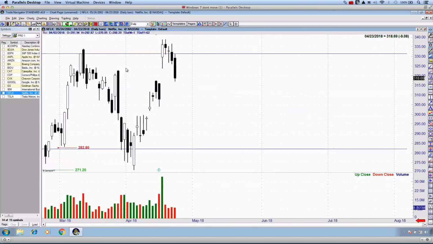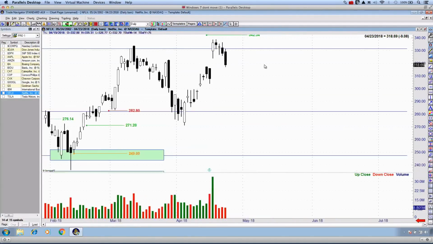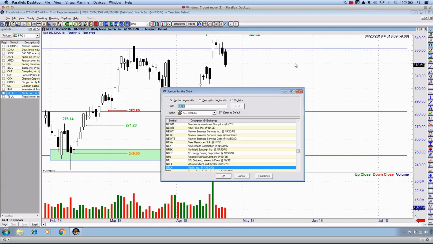It also looks as though we're setting up that of a bull flag continuation once we close this gap. We have a little bit further to go. We got very close to closing it today. However, we still have a couple more pennies left to the downside on Netflix until we definitively close that gap.